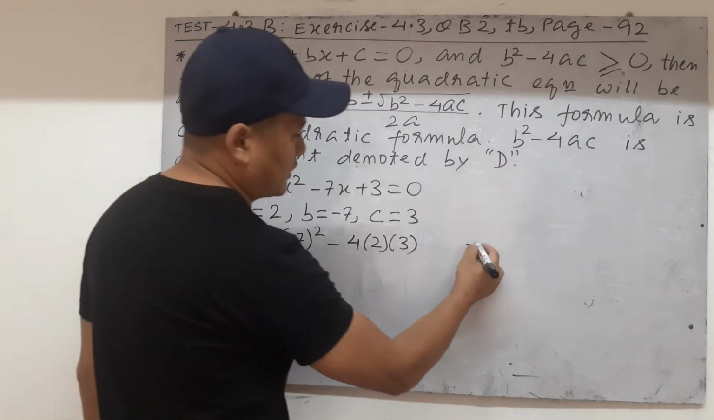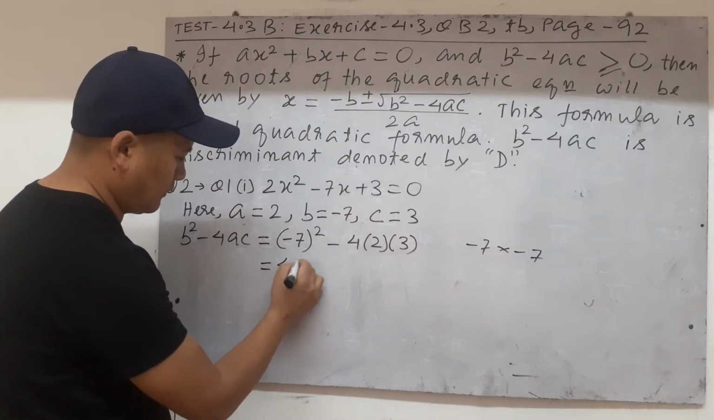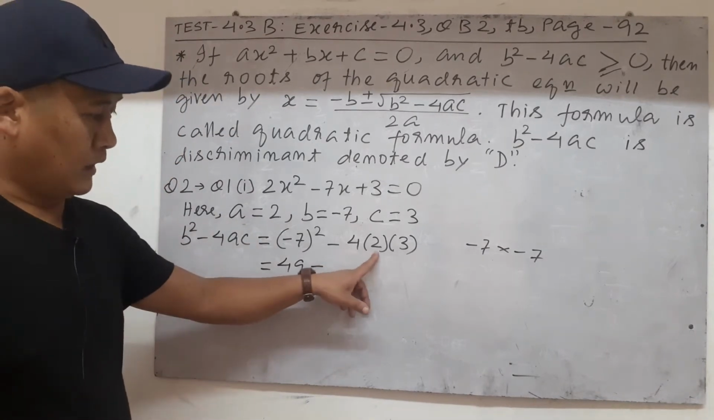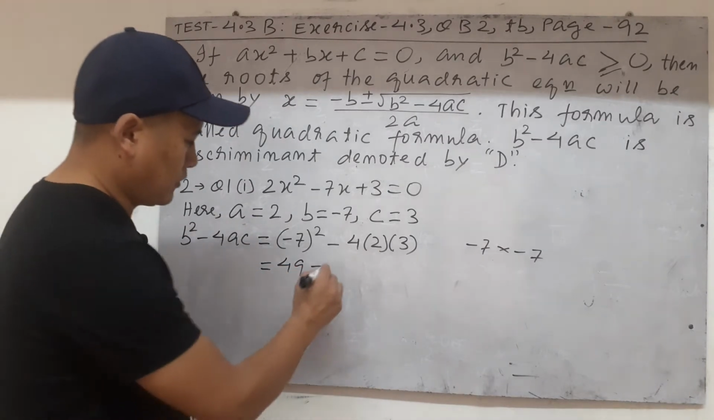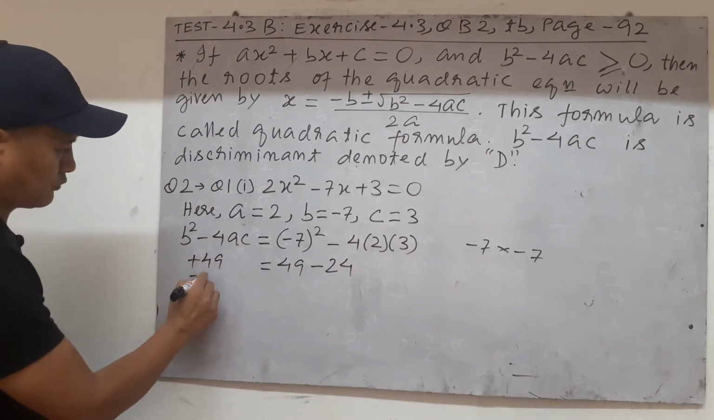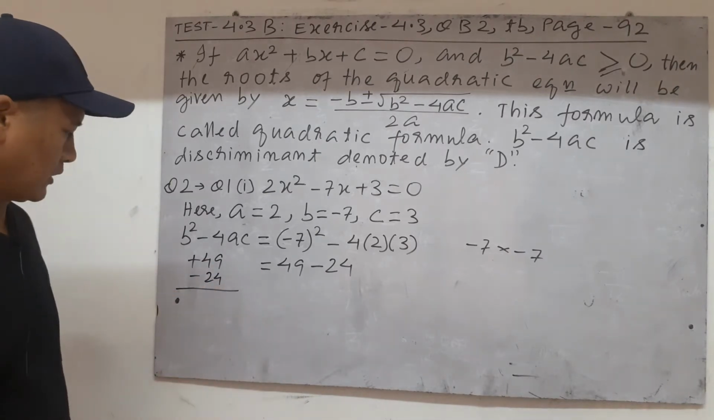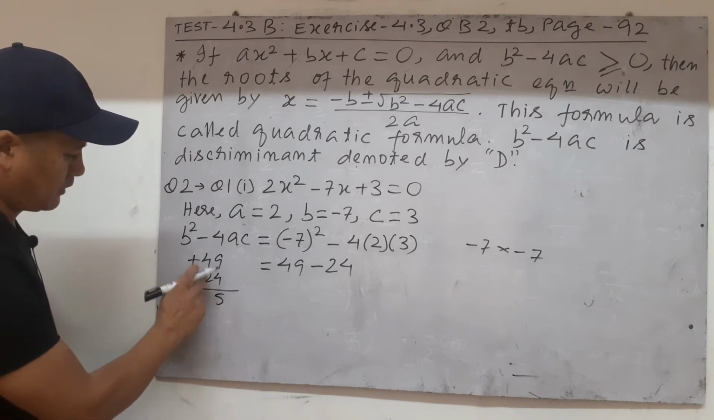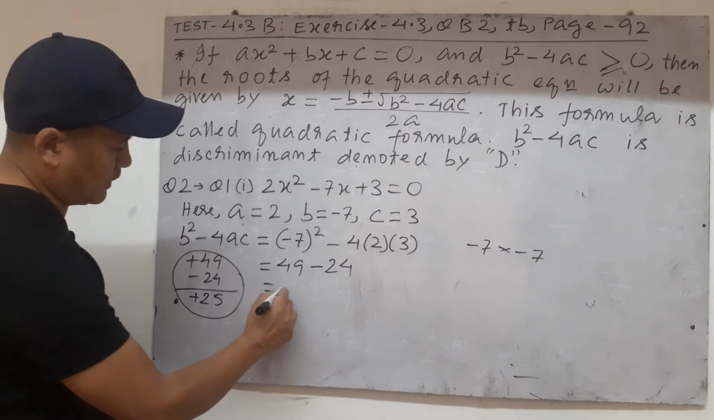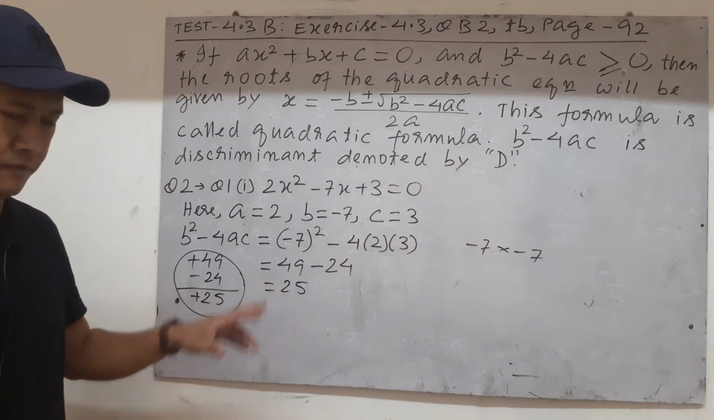So minus 7 square means minus 7 into minus 7. So minus into minus plus, so 49. 7 sevens are 49. 4 2s are 8 and 8 3s are 24. So the bigger absolute value is plus 49. Smaller one we put it down, minus 24. So plus minus means we subtract. So 9 minus 4, 5. 4 minus 2, 2. Sign will be plus, so this is equal to plus 25. We don't have to put plus because it's the first term.